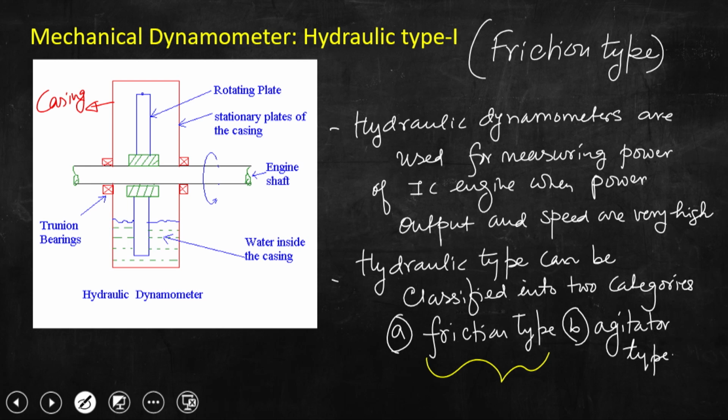These rotating plates are mounted on the shaft, and as the shaft is rotating, the rotating plate will rotate in tune with the engine shaft. Now, try to see, this rotating plate is now immersed in this water or fluid. Now, this casing is a stationary part which is connected to the shaft using a bearing. So, this is basically an anti-friction bearing, I should write.